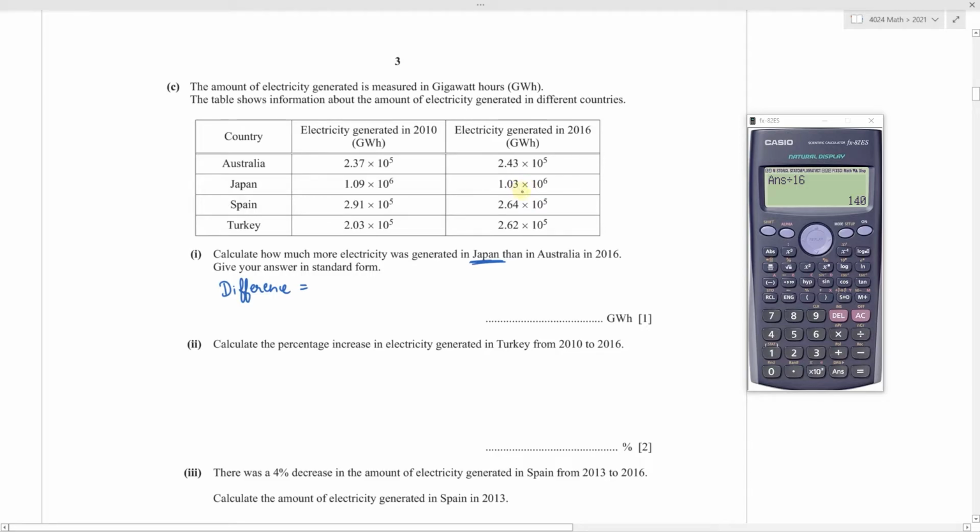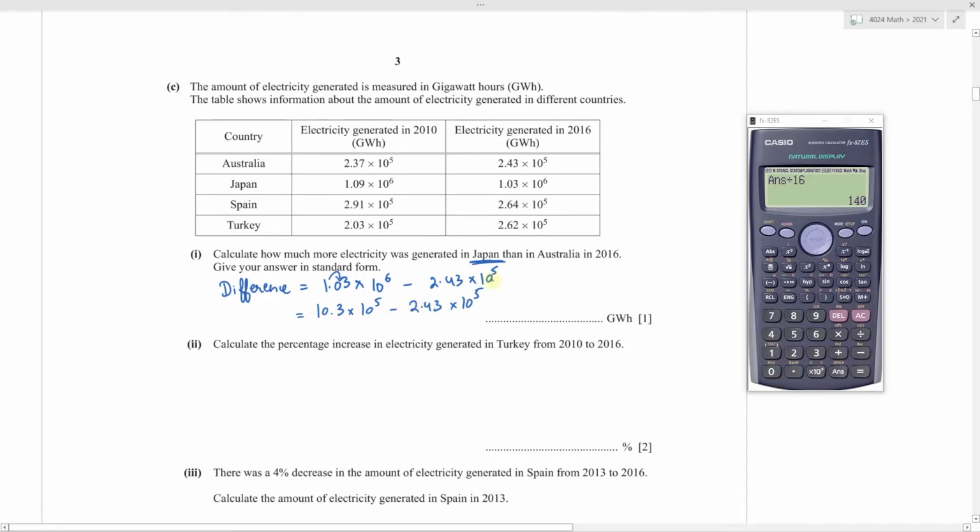It is 1.03 into 10 power 6. So this is the larger of the two values because we are told Japan has more electricity than Australia in 2016. So 1.03 into 10 power 6 minus the electricity generated by Australia in 2016, which is 2.43 into 10 power 5. So now my powers of 10 are different. So I cannot simply subtract them. So first I need to make the powers of 10 the same. So I can make this 10 power 5. I will have to move this decimal one place to the right. So this will become 10.3 into 10 power 5 minus 2.43 into 10 power 5.